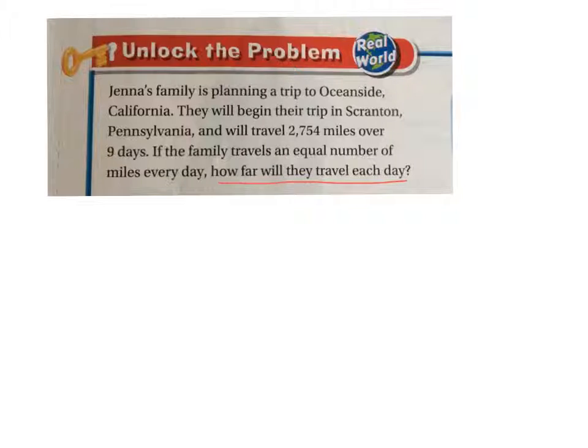All right, then of course step 2 is let's circle the important information or identify the important information. What information do I need to be able to solve this problem? Yarden? Yes, they are traveling 2,754 miles in all. And what else? Is there anything else? In 9 days. Good. Do we need to know that they're going to Oceanside, California? No. Do we need to know that they're starting from Scranton, Pennsylvania? No, the important information is that they're traveling a total of 2,754 miles over the course of 9 days.